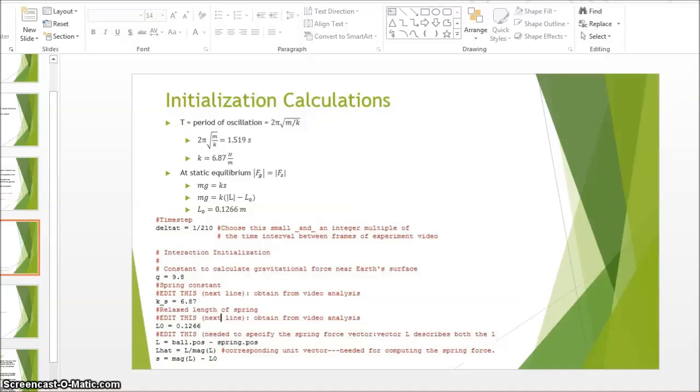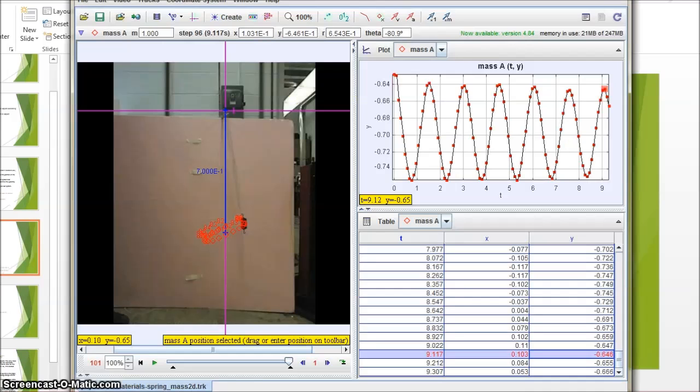Now, in order to use these physics concepts, we first need to consider some initialization calculations. One of the very important things is obviously the spring constant. So how do we determine this? Well, we need to figure out the period of oscillation and then compare that to this equation here, and then we can figure out the spring constant. We figured out this period of oscillation by using our tracker.